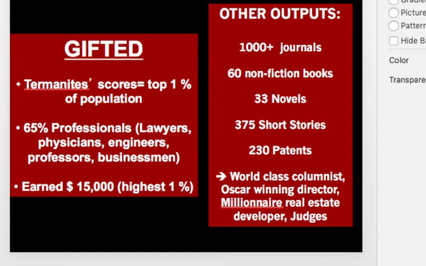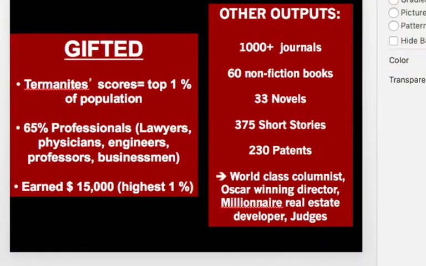65% of them became professionals. Naging lawyer, physicians, engineers, teachers, businessmen, and overall, they earned $15,000 annually. And during that time, $15,000 annually is in the highest 1% of the US population. Ibig sabihin, mataas na yung sweldo na yon. For an average American, they belong to the top 1% of the American population.